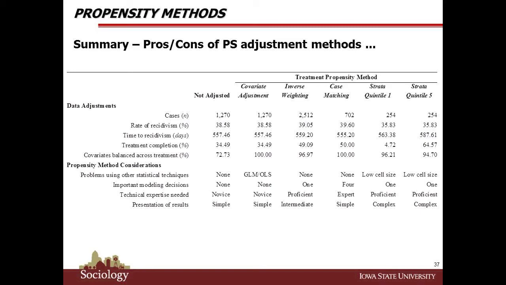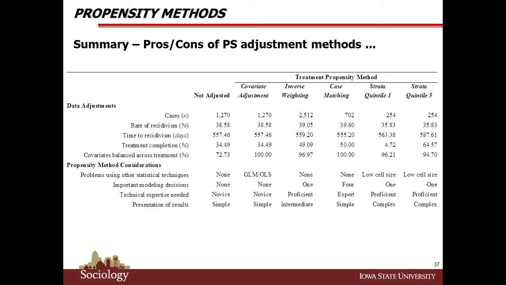Now, other considerations that people ought to consider when running a propensity method, in addition to the statistical and data adjustments, are, one, how difficult it is to implement those techniques, and second, how effectively you can present those results to your audiences. One of the first considerations is the statistical techniques you can use with each propensity adjustment. The best ones are the inverse weighting and the case matching, in that you can use them with any kind of statistical technique.